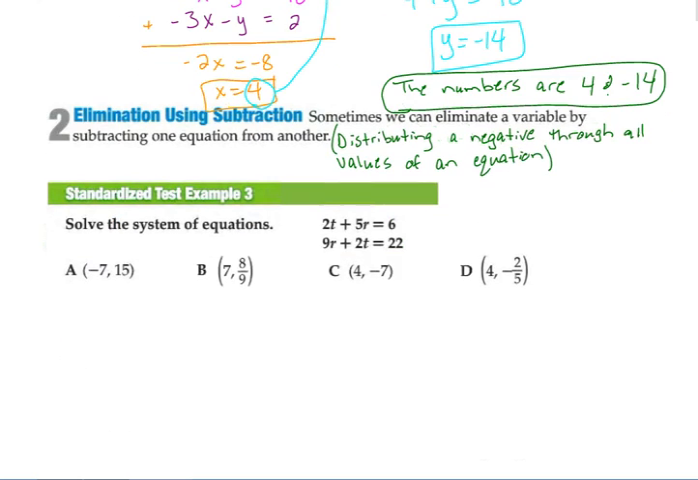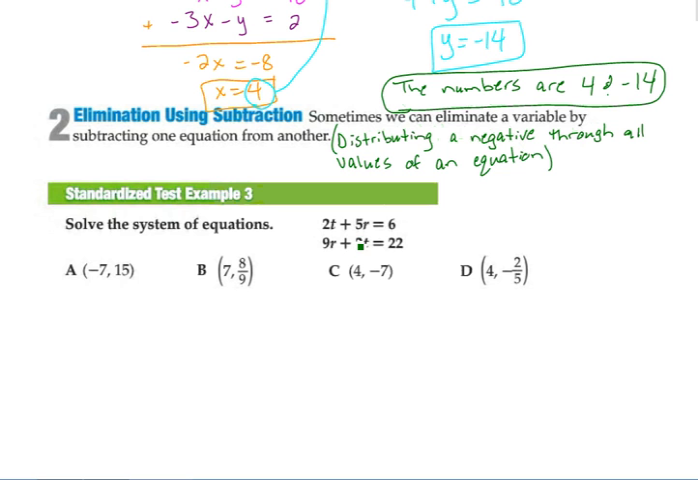It says sometimes we can eliminate a variable by subtracting one equation from the other. So here these were very nice because one was already the opposite. They eliminated right away. Sometimes we have to distribute a negative through all the values of an equation in order to eliminate one of those variables. So let's go ahead and look at this standardized test example. We're supposed to solve this system of equations.